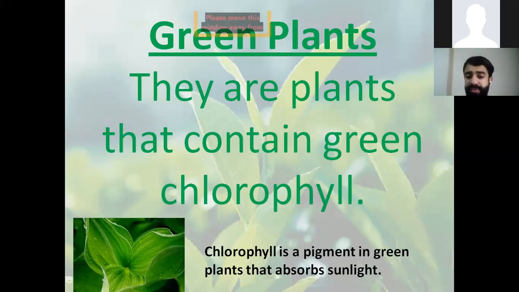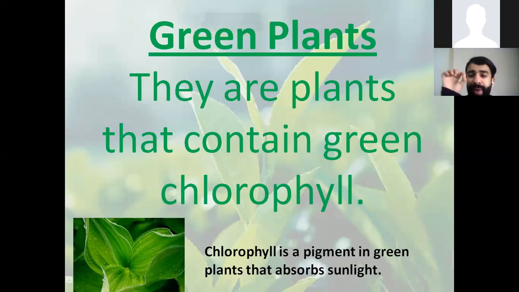So chlorophyll is a pigment in green plants that is responsible for absorbing the sunlight. Plants that are green in color are called chlorophyllic plants. However, those that do not contain the chlorophyll are called non-chlorophyllic.